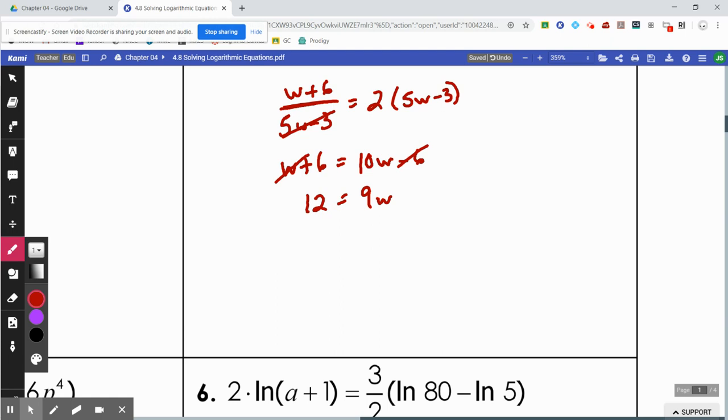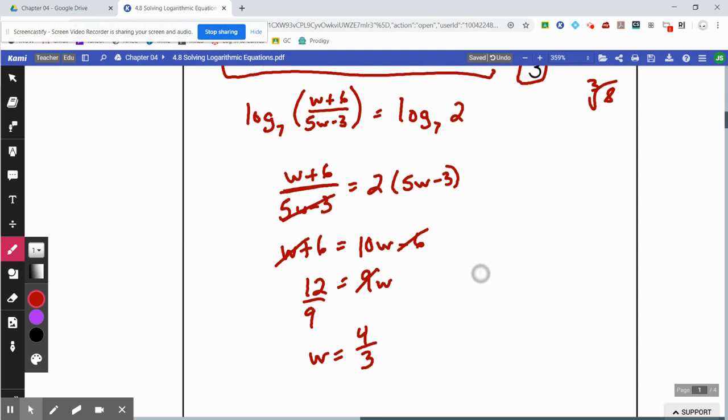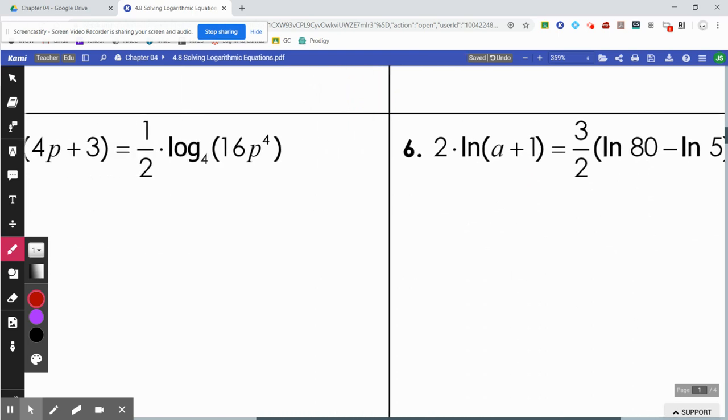Gives you equals 12. Move the 9 by dividing, and you get w is equal to, let's reduce that fraction, divide top and bottom by 3, and that gives you 4/3. Going back and looking at where we plug it in, as long as we don't get 0 here or here, we don't get a negative, we're going to be fine. And you could try 4/3 and you're not going to get a negative, so that's a legitimate answer.